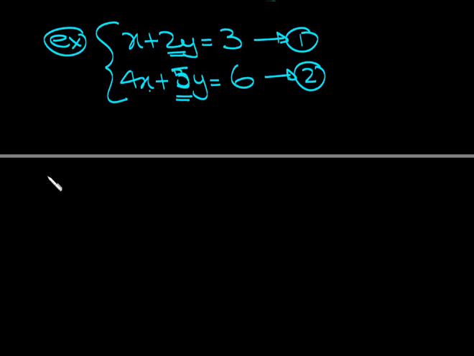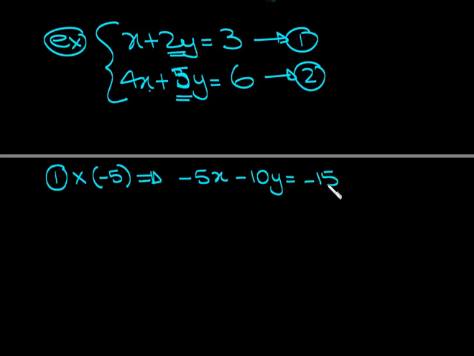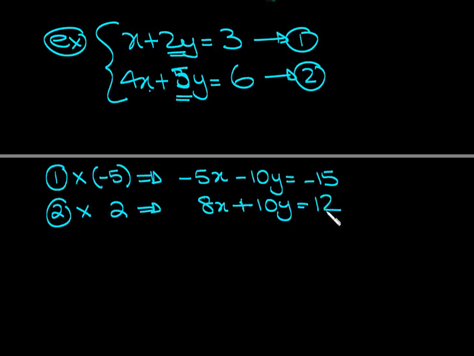So let's do that. I can do x easily, but I'm going to do y this time. I'm going to take the first equation and multiply it by -5. So I get -5x minus 10y is equal to -15. I'm going to take the second equation and multiply it by 2. So I get 8x plus 10y is equal to 12.